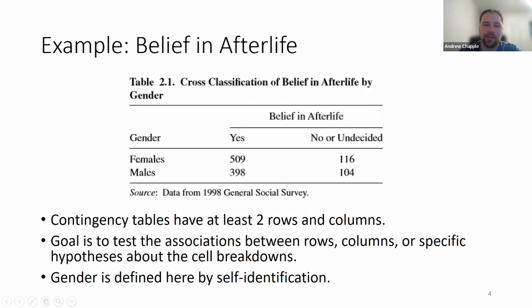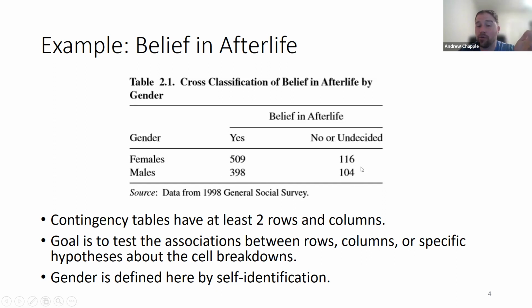So here's another example. This is from a book by Alan Agresti from the 90s. And this is looking at self-identified gender and whether or not someone believes in the afterlife. So this is your first look at what a contingency table looks like. We have looked at these in R a little bit, but the way to read this contingency table is I have a column here for gender, male and female. And so in this first row, this is going to be the number of females who responded yes and no or undecided. So 509 self-identified females in my data set said yes that they believe in afterlife, compared to 116 females that said no or undecided about believing in the afterlife. Similarly, 398 males here said yes, they believe in afterlife, and 104 males said that they're no or undecided.